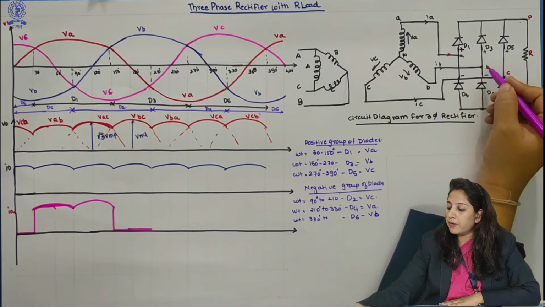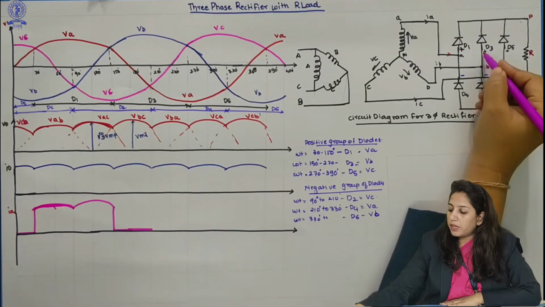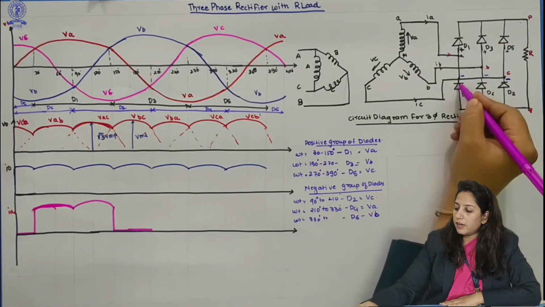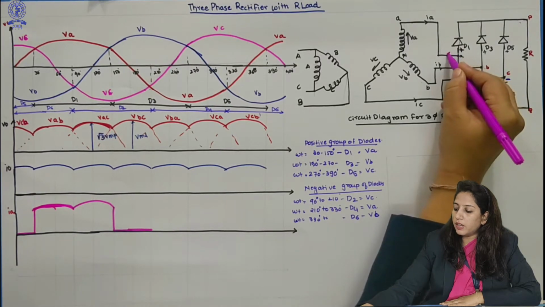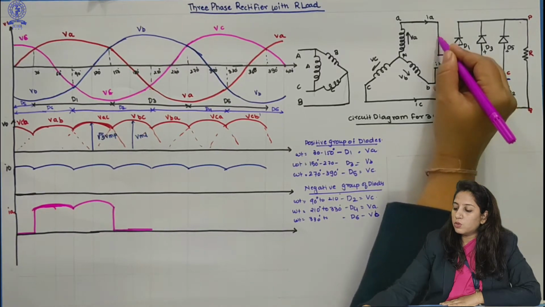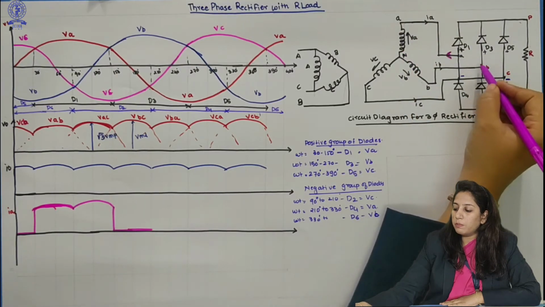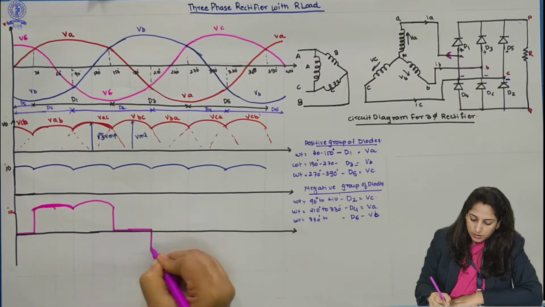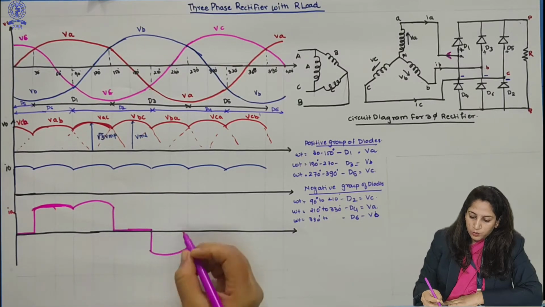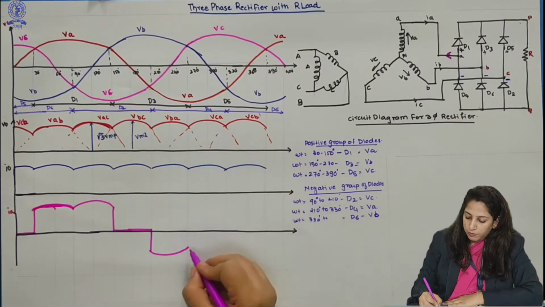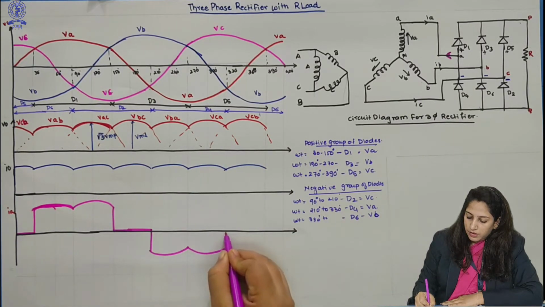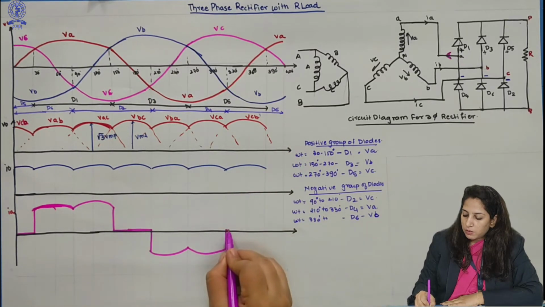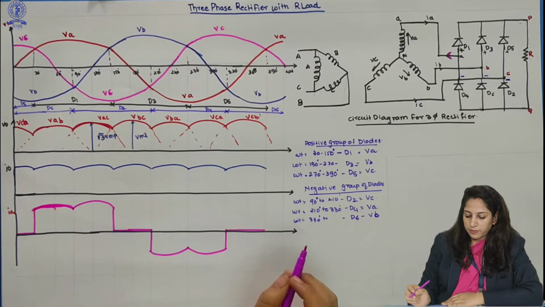Then VBA. Now pay attention. Here VBA means current is flowing from VB, then through the resistance, and from D4 it is going in the opposite direction to complete the cycle. So this will go in the negative cycle. For this VBA it is negative. Similarly for VCA it will also be negative. Again it will go to 0 because it is VCB and there is no IA current.